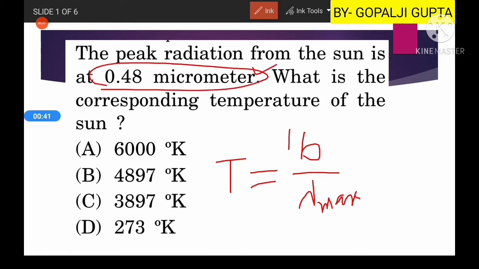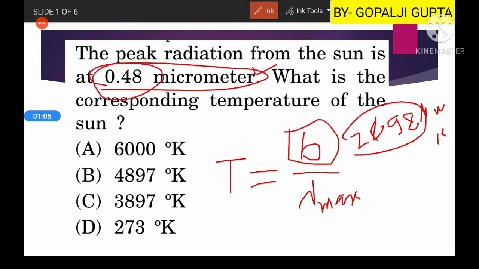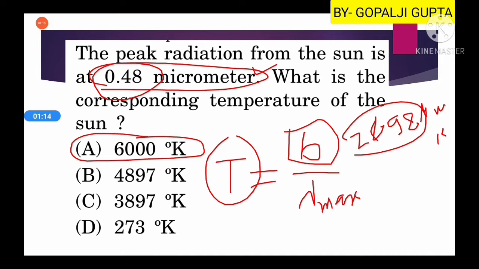micrometer, and B is a constant, its value is 2898 micrometer Kelvin. Okay, so we will put this value divided by 0.48 and finally we will get the temperature something around 6000 Kelvin. Okay, so here the first option will be our right answer.